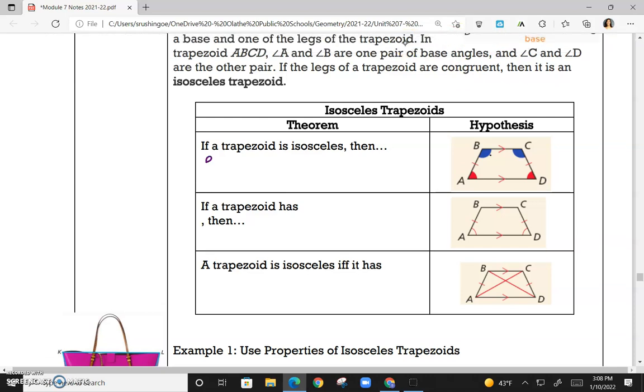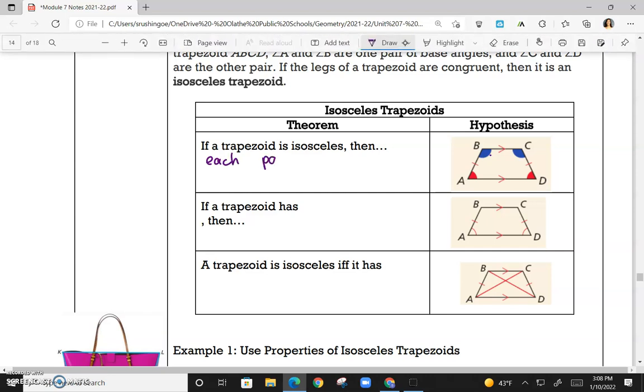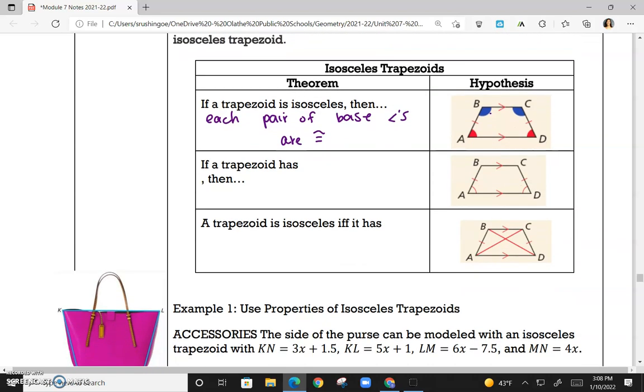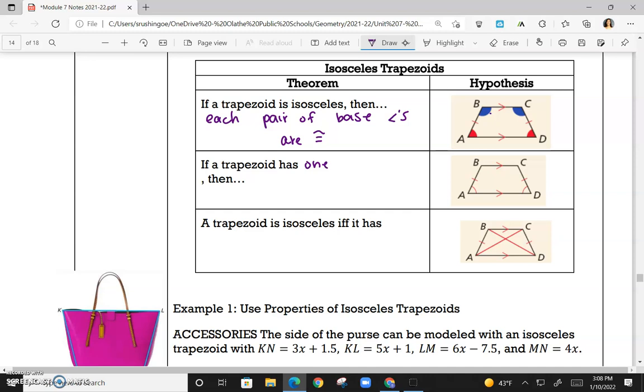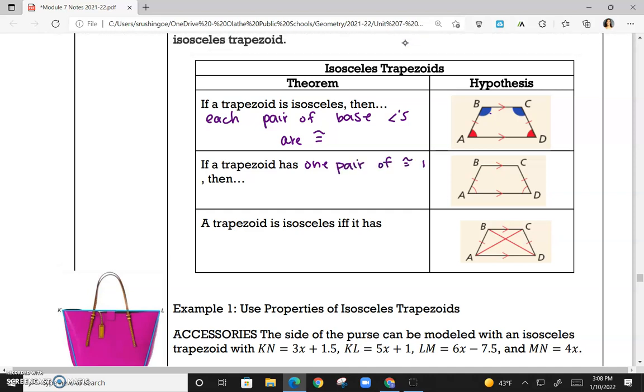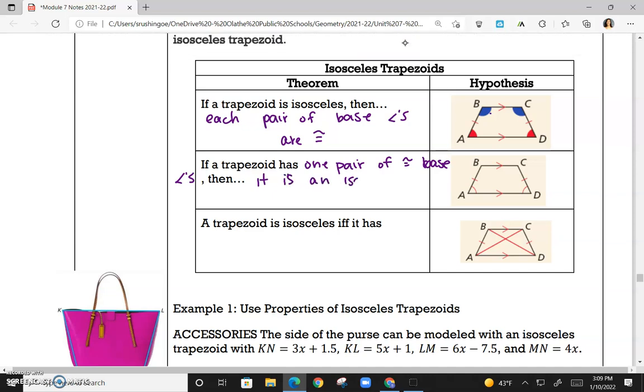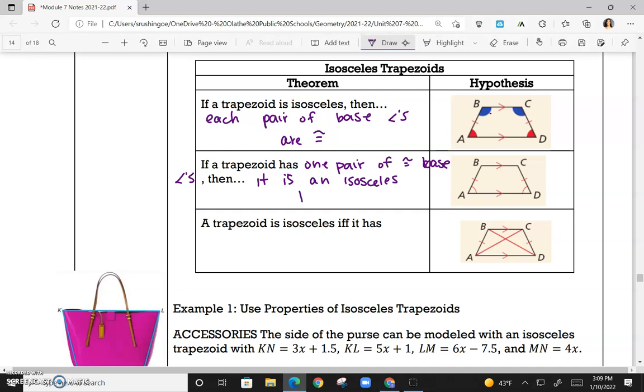And that's going to say that each pair of base angles are congruent on an isosceles trapezoid. And then, if it has one pair of congruent base angles, then it is an isosceles trapezoid.